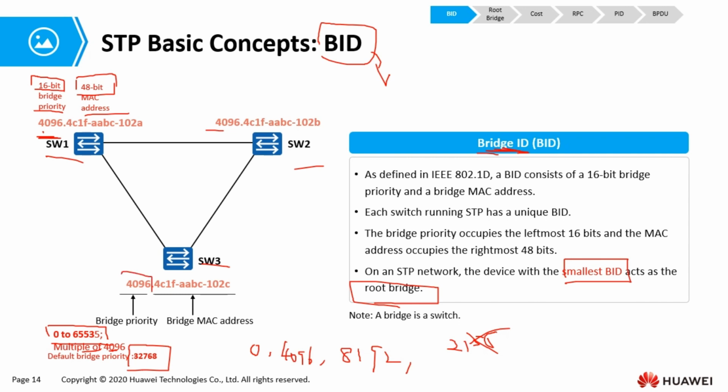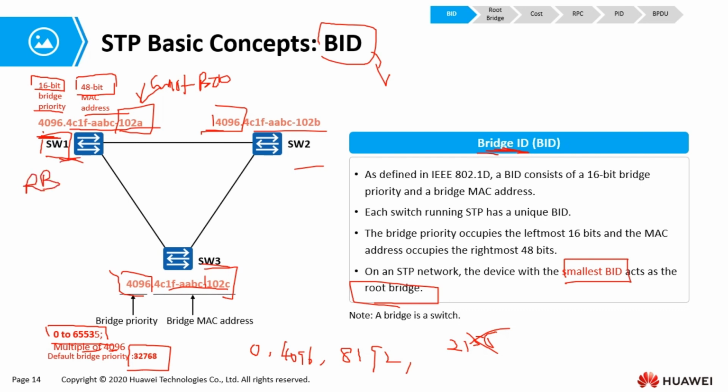In this example, for switch 1, switch 2, and switch 3, the bridge priority is the same. So we cannot decide who will be the root bridge. We need to look at the second part, their MAC address. The MAC addresses are different in the last digits, right? The last four are 102A, 102B, and 102C. Who is the smallest? That means this one is the smallest, right? So the smallest bridge ID is selected as the root bridge.